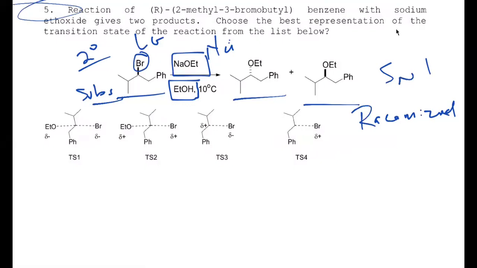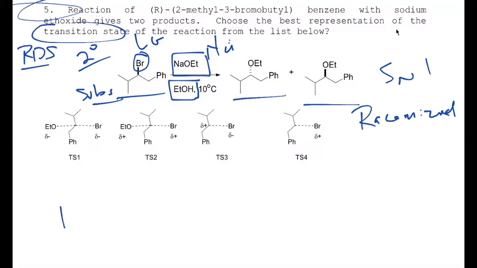All right, so now let's finish the question. It says choose the best representation of the transition state of the reaction below, from the list below. So the transition state is referred to as for the rate determining step. All right, what do you think? Let's think about the mechanism now.